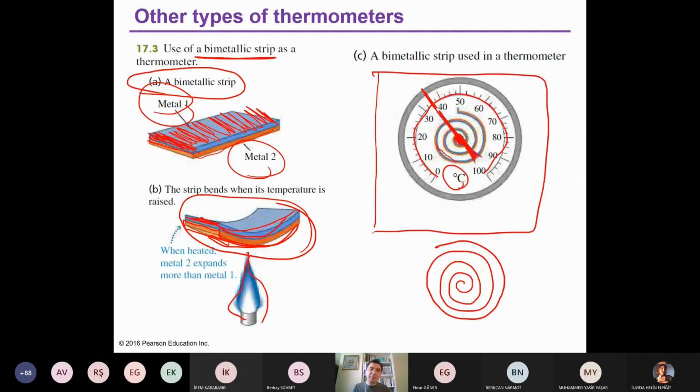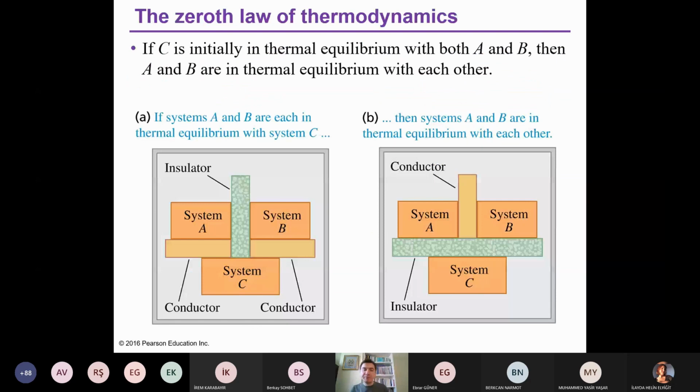So depending on the application, you can use these thermometers. Do you have any question up to this point? Now let me discuss the thermal equilibrium. What is thermal equilibrium? This is the zeroth law of thermodynamics, and it is related to the thermal equilibrium.